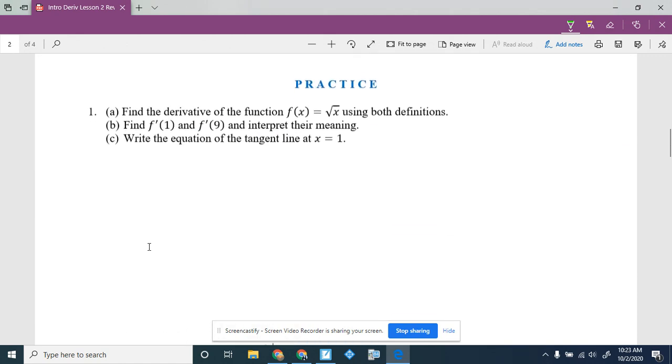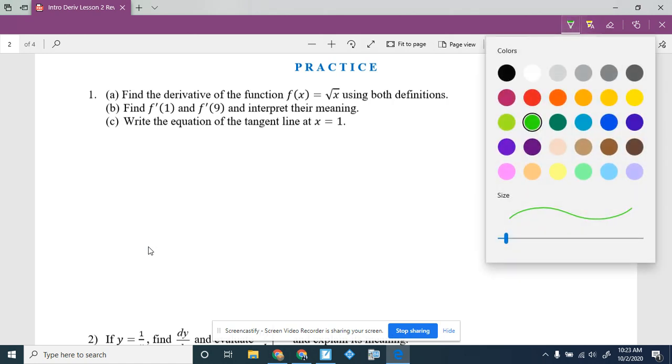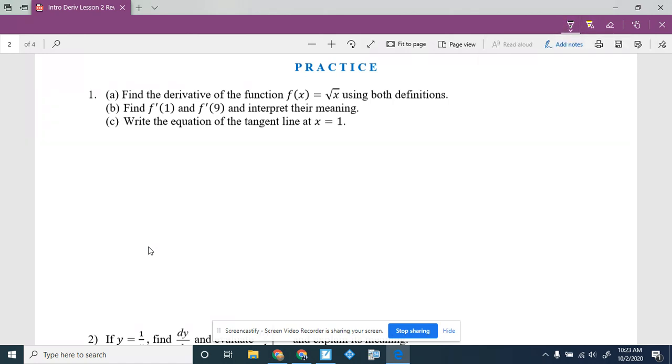All right, so let's just do some practice here. Let's start with this first question. It says, find the derivative of the function f of x equals radical x. And I actually want you for the first time to use both definitions. The main definition and the alternate form definition, otherwise known as the alternate definition. So how do we do it? As soon as it says find the derivative, you're like, oh, I have a definition of the derivative. I have a formula for that.